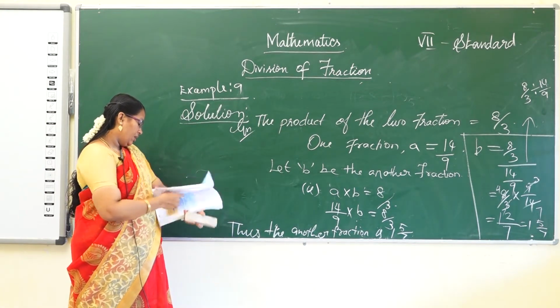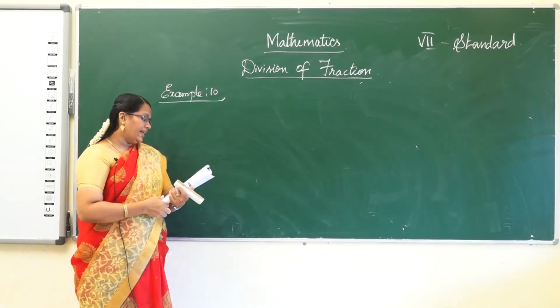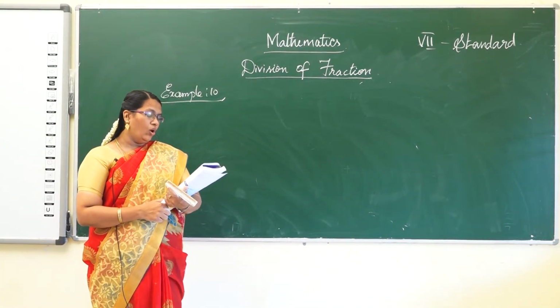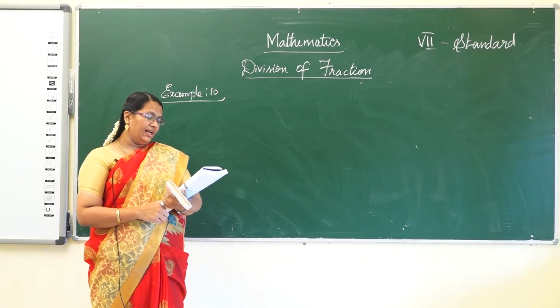Now see example 10. Jyoti cuts a 21-meter long rope into pieces of 3 1 by 2 meter length each.